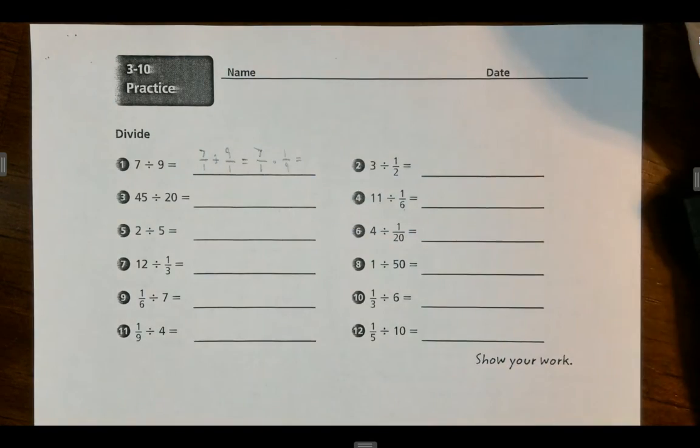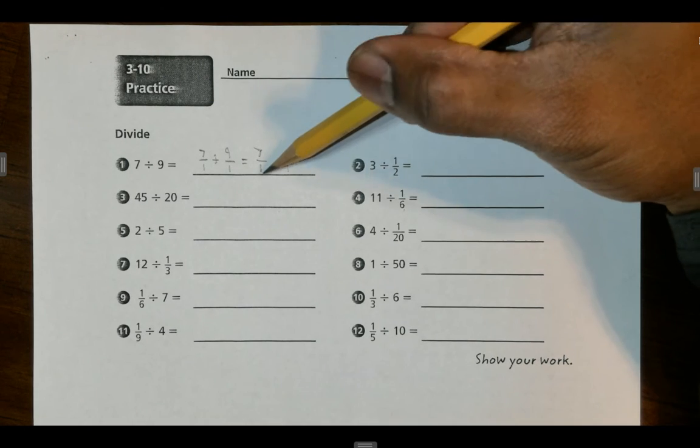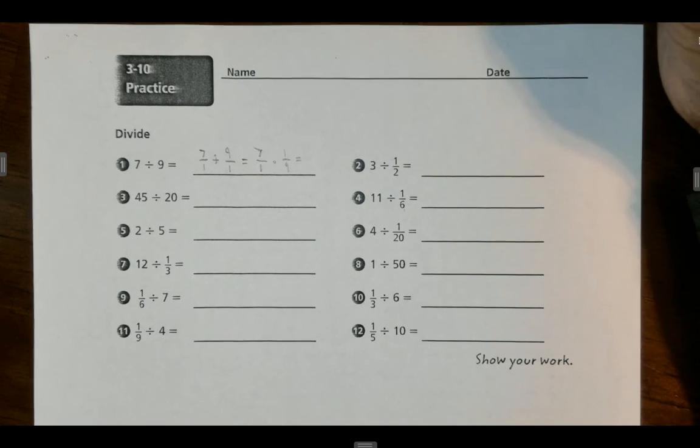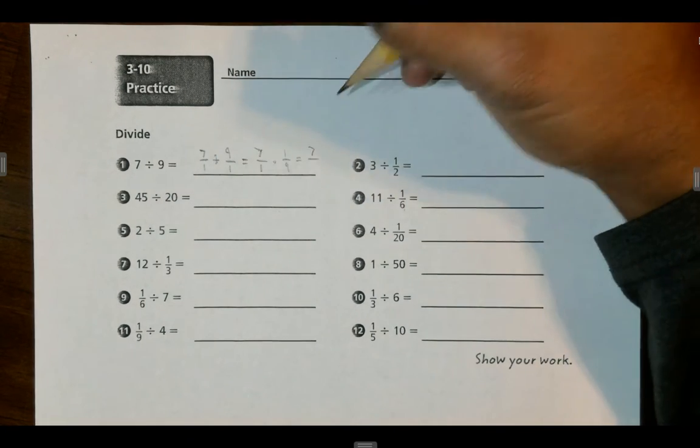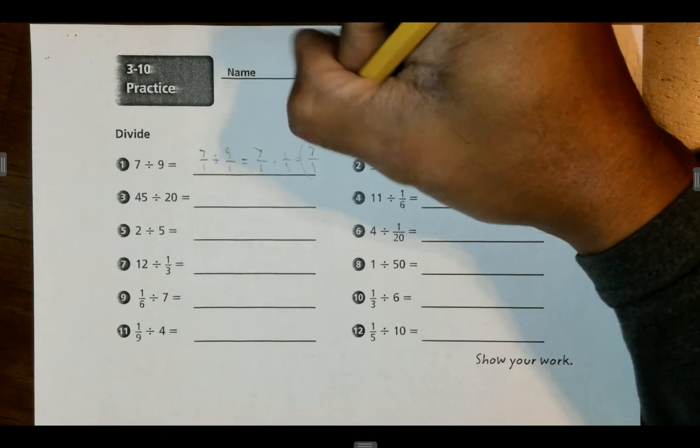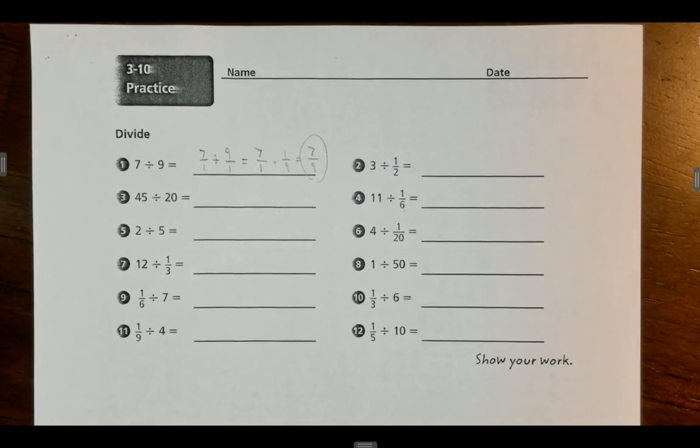Now, you know what to do at this point. Check and see if there is cross-canceling. There's not. Multiply across the top, 7 times 1 is 7. Multiply across the bottom, 1 times 9 is 9. We get 7 ninths.